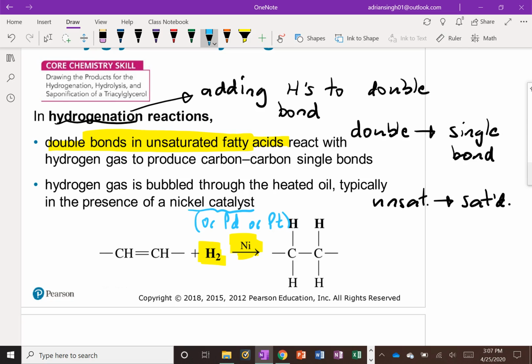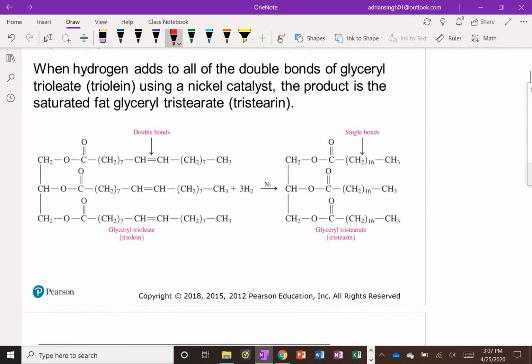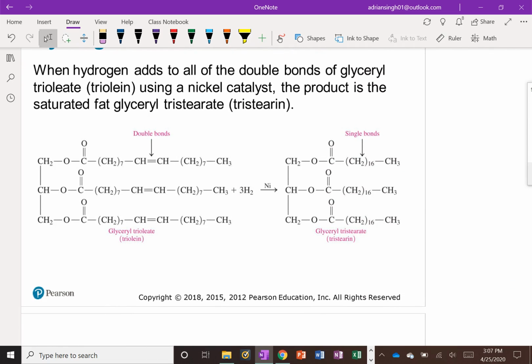That's the thing that speeds up the reaction. So we have our double bond over here. We break that double bond, we convert it to a single bond, and then we just add a couple extra H's to make sure carbon has 4 bonds. So if we have a triglyceride like this one here, glyceryl trioleate, and we hydrogenate it, again, you want to look at your reactants and any special conditions. So the fact that we're adding hydrogen in the presence of a nickel catalyst is your indication that it is hydrogenation.